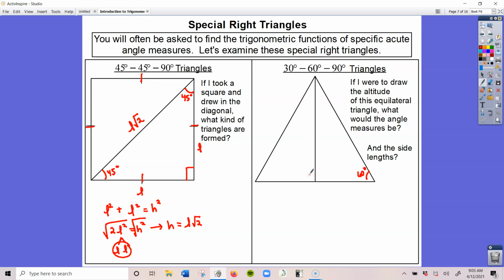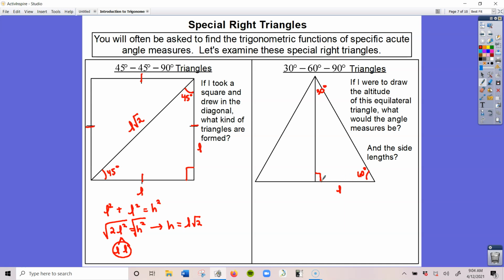If I draw in the height of an equilateral triangle, this creates what's called a perpendicular bisector, which also acts as an angle bisector for this angle here. So if this angle is 60 divided by 2, this would be 30 degrees. And so here we have a 30, 60, 90 triangle. So we're going to focus on this side here. I'm going to call this short leg here my L.